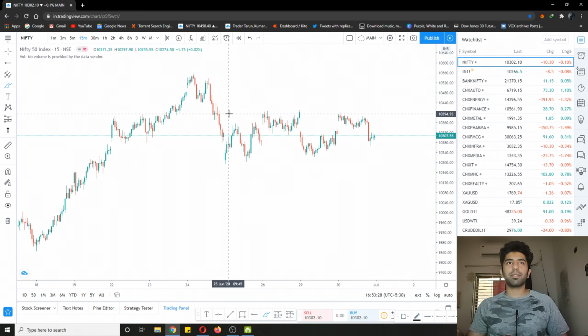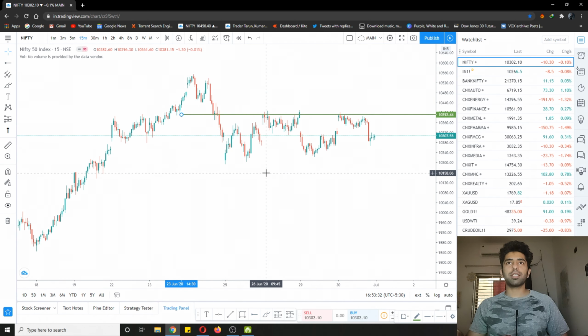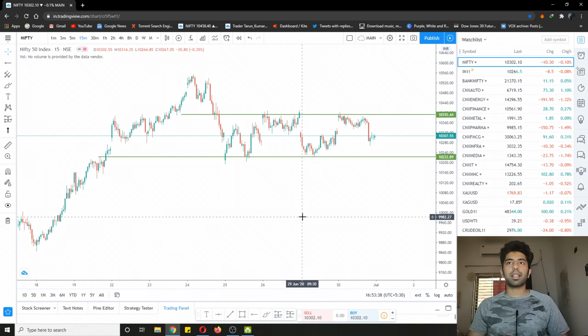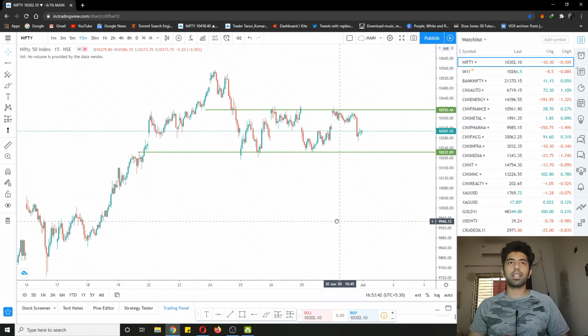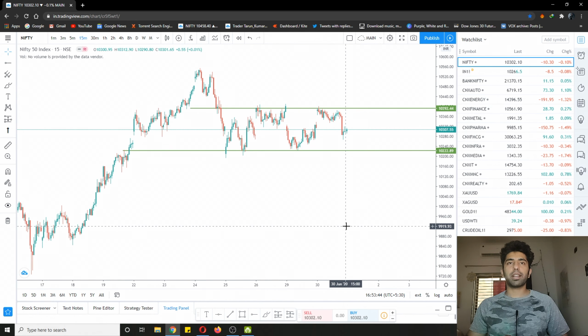So it tells us that we are in a sideways market, and if you look, the upper range is now clearly defined at 10,400 levels, and the lower range is at the 10,225 levels. So this is the current range, and we have to wait for a breakout now.